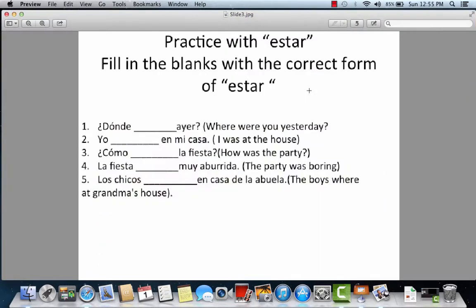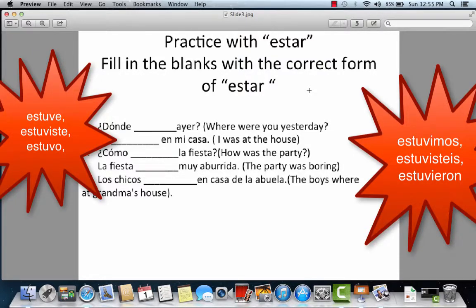Don't forget. So, estar is the first verb we're going to practice with, and it goes like this. Estuve, estuviste, estuvo, estuvimos, estuvisteis, estuvieron.